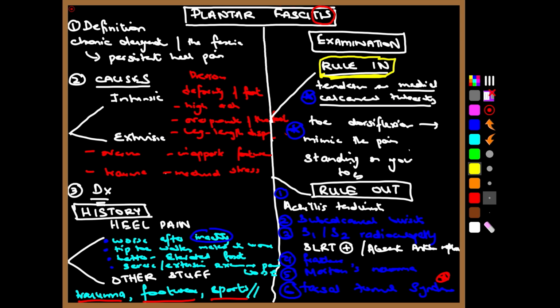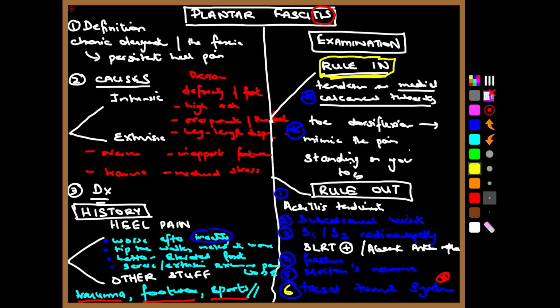The ruling out bit, I understand it's a bit complicated, but we've tried to keep it very simple. We've got 6 things to rule out. We've got the Achilles tendonitis. We'll palpate the tendon itself. Hopefully that should be okay and that should rule out the disorder.